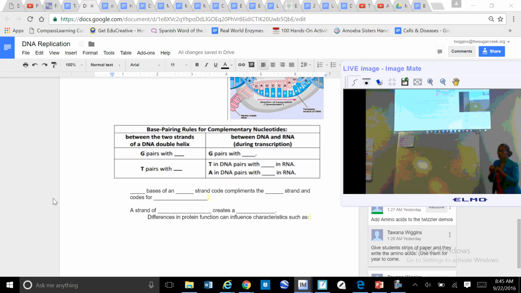G pairs with C. That's still true. T pairs with A, that's still true. But A pairs with U. Any questions about that? All right, very good.